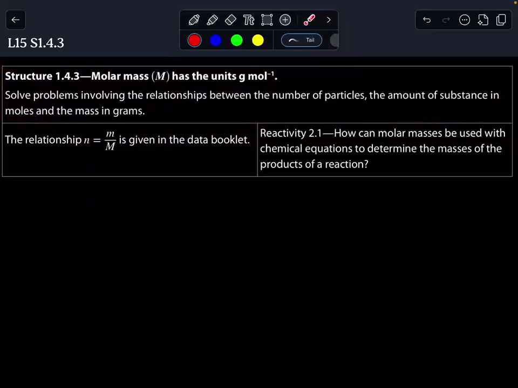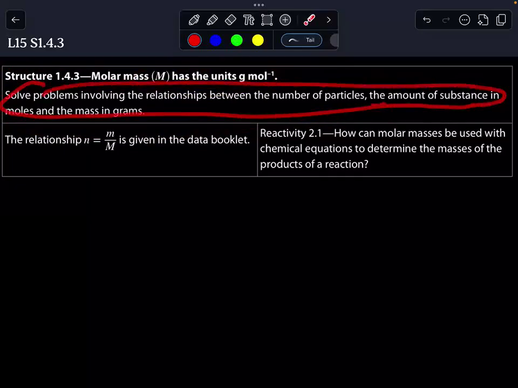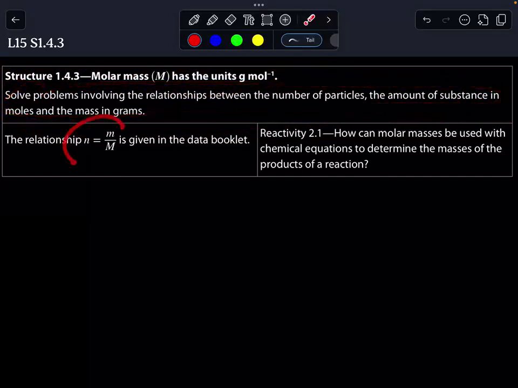With that said, learning it and its usage is not too inherently difficult, but you need to be confident and you need to be able to know when to use it and how to use it. So, with that said, let's get going. We should be able to solve problems involving the relationships between the number of particles, the amount of substance in moles, and mass in grams. We have this nice little formula. Moles is equal to mass over molar mass, which is in the data booklet. But by the end of this, I hope you don't even need that.